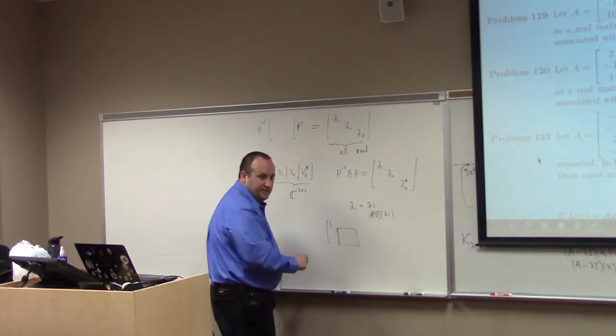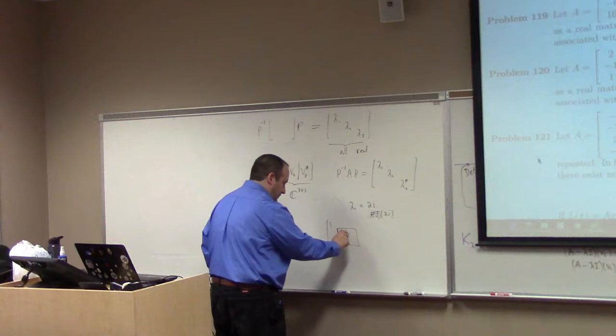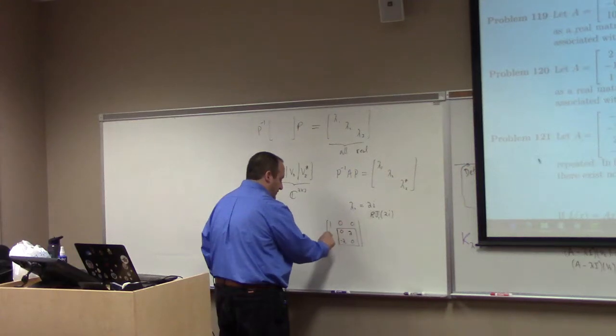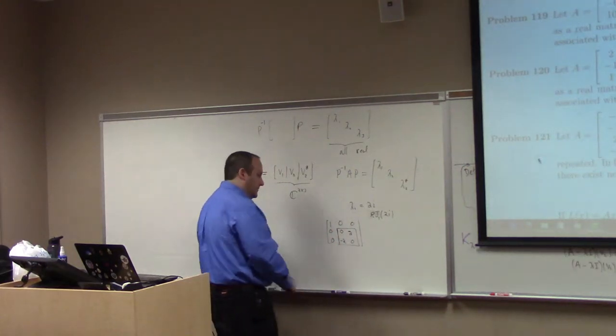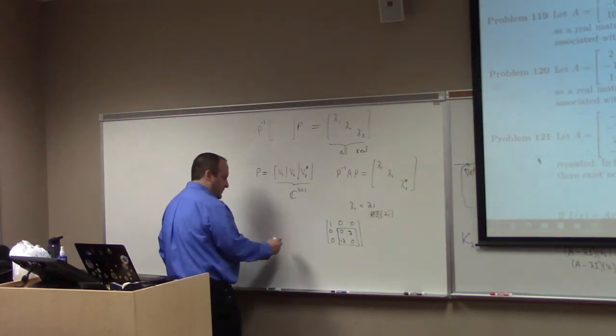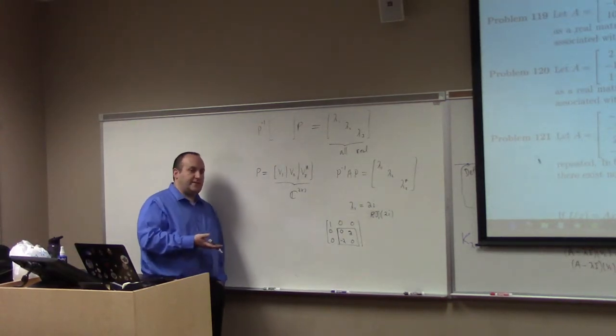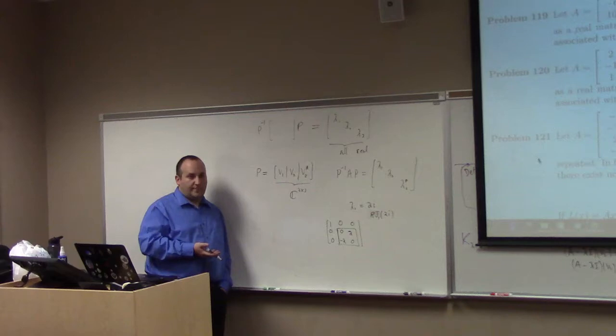Alpha is equal to 0. So you get 0, 2, minus 2, 0. I think that's the real Jordan form for that example. I mean, that homework problem.